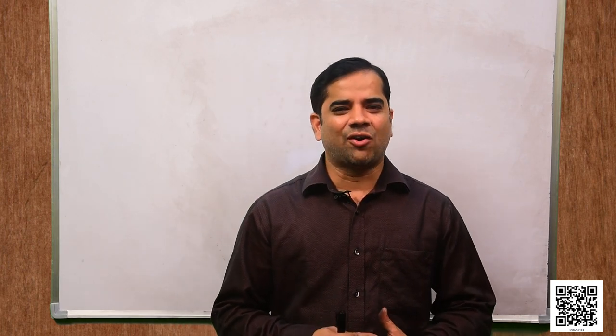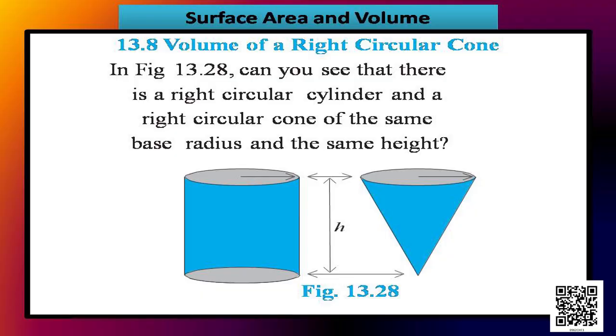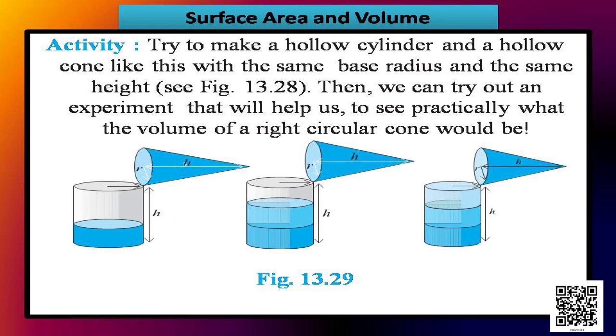Students, let us now discuss volume of a right circular cone. As you can see in figure 13.28 given in your book, there is a right circular cylinder and a right circular cone of the same base radius and the same height. Students, try to make a hollow cylinder and a hollow cone like the figure given in your book, with the same height and same base radius.